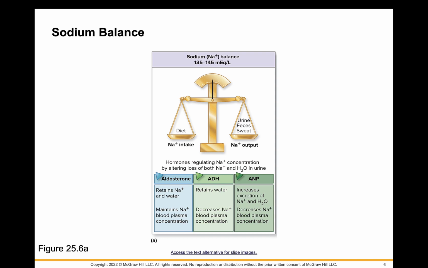The first is aldosterone. This actually is a hormone that retains sodium and water, and it is responsible for maintaining sodium blood plasma concentration. ADH is a hormone that will retain water and decreases sodium blood plasma concentration. ANP actually is a hormone that increases excretion of sodium and water, so it will decrease sodium blood plasma concentration.